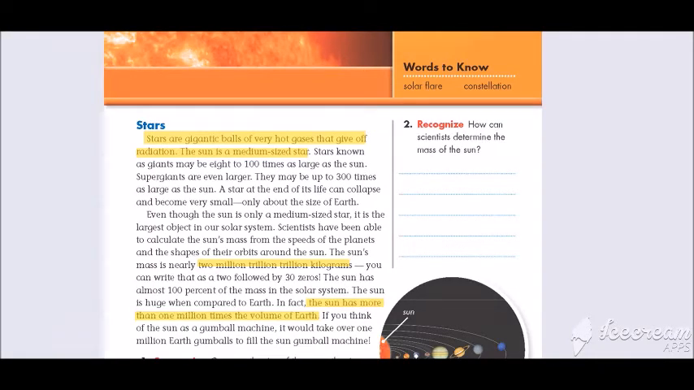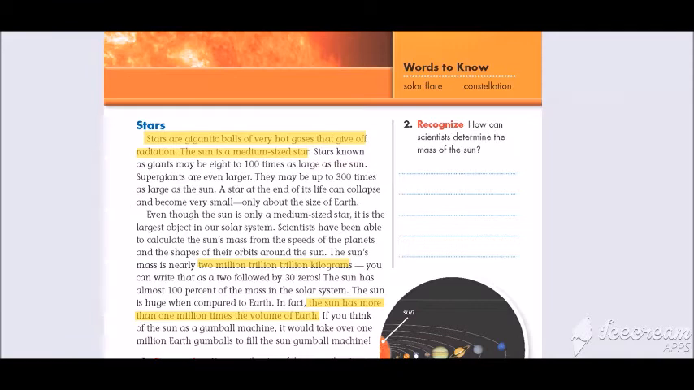Today, inshallah, we will revise the lesson of the stars. You know that the stars are gigantic balls of very hot gases that give off radiation. While the Sun is a medium star, there are a lot of stars that are bigger than the Sun. There are stars known as giants that may reach 100 times as large as the Sun.